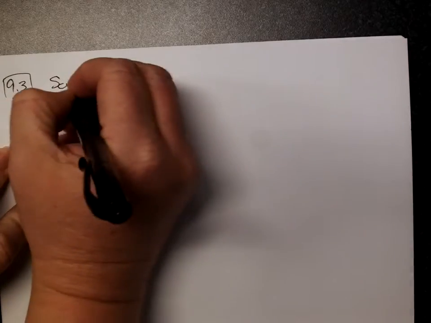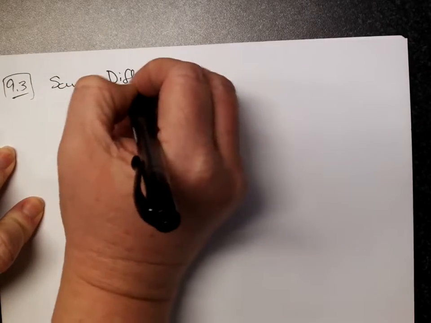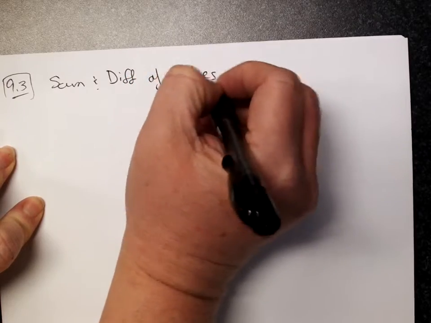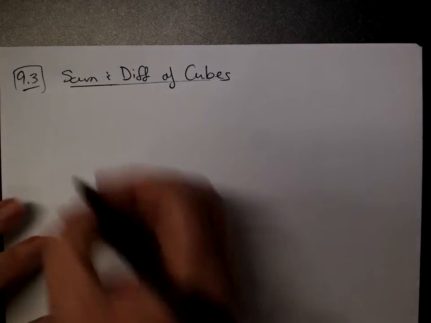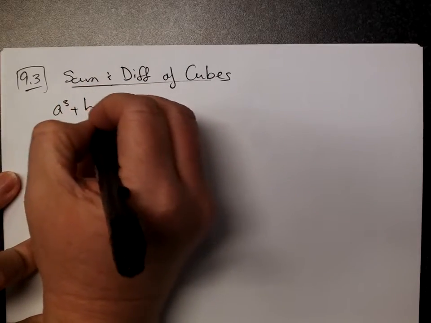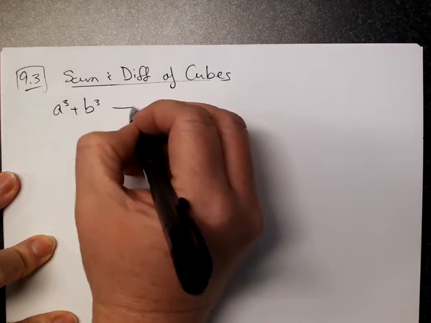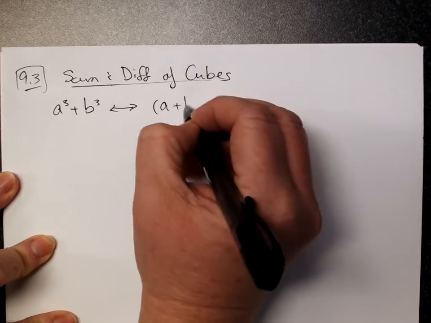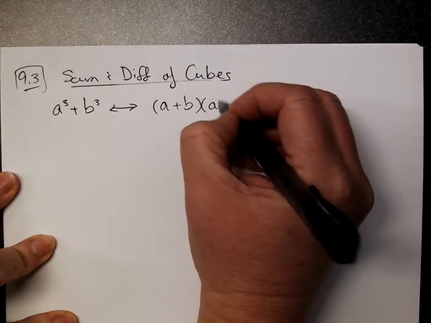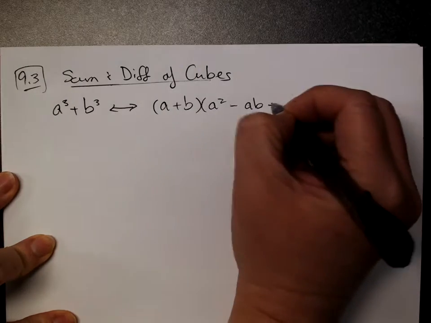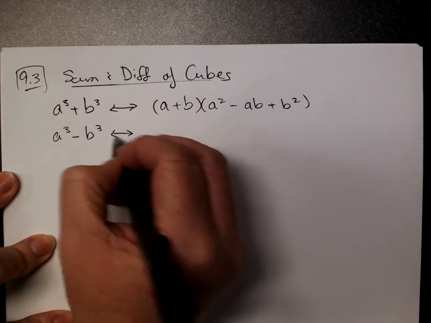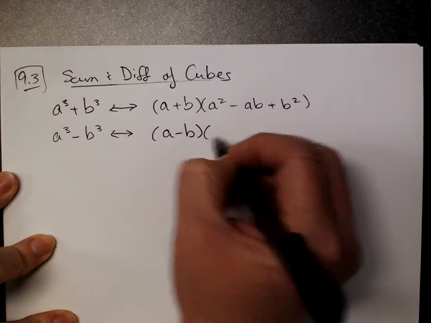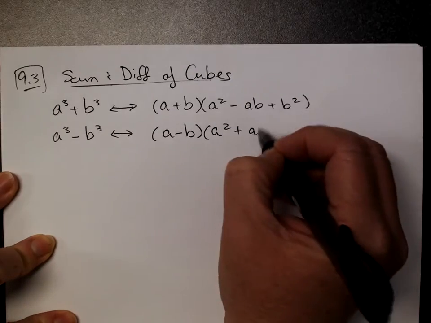So, sum and difference, this is also a 9.3. Sum and difference of cubes. All right. So as I showed you, the formula is this. If you have a cubed plus b cubed, a sum of perfect cubes, then it factors into a binomial, a plus b, and a trinomial, a squared minus ab plus b squared. And if you have a difference of cubes, it factors into a binomial, a minus b, times a trinomial, a squared plus ab plus b squared.